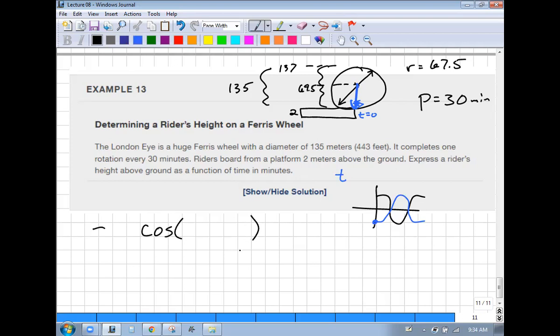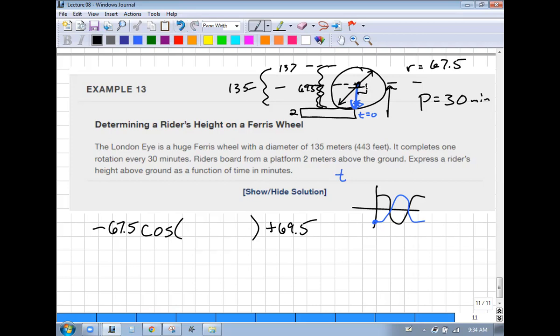All right. The amplitude is the radius, 67.5. That's the amplitude of this thing. But I'm shifted up. The center of this guy is shifted up 69.5. Okay. That's where our midline is. Now we have to deal with this stuff. So that's all the vertical stuff. Now for the shifts.